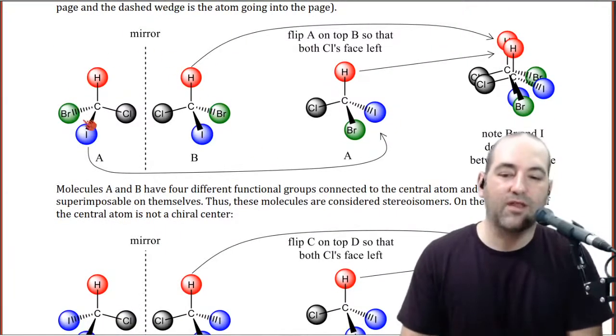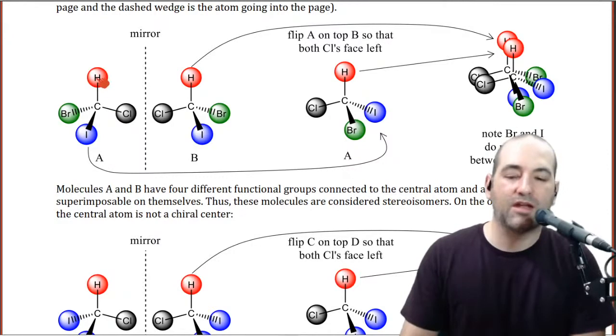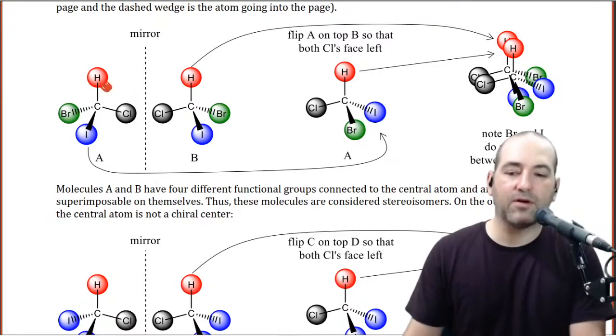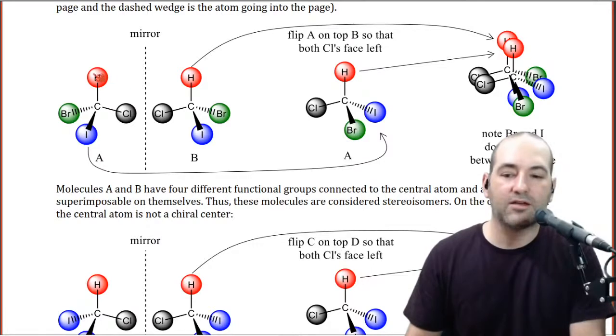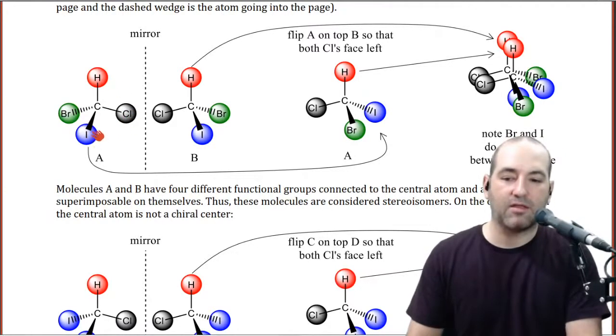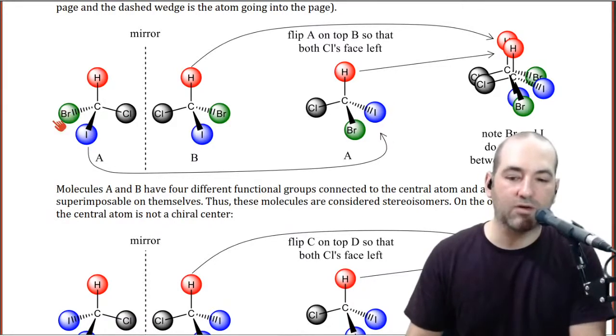So take a look at the one on the left. We've got a carbon that has 4 different atoms attached to it: H, Cl, I, and Br. I'm going to be referring to the colors here, but if you can't see the colors, the top one, the H, is red, the Cl on the right is black, the I in front is blue, and the Br to the left and back is green.